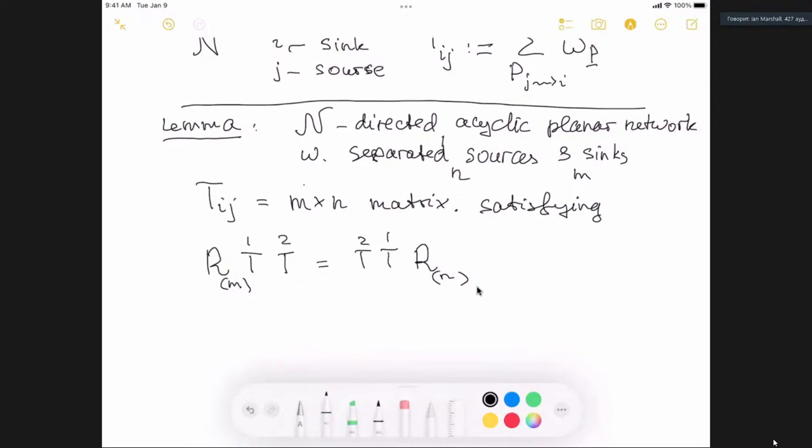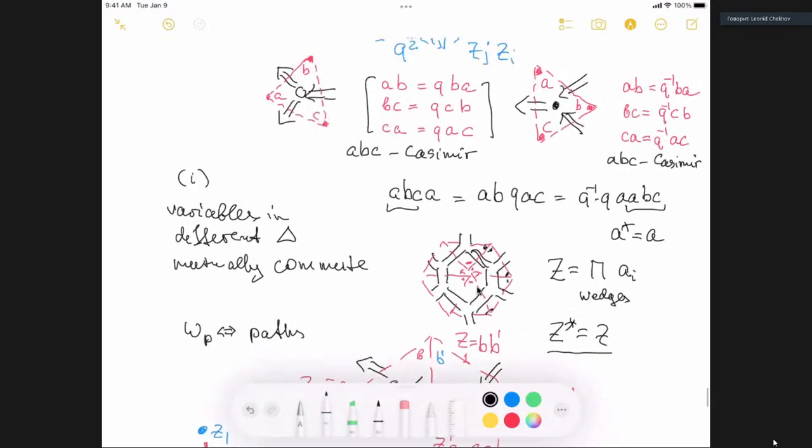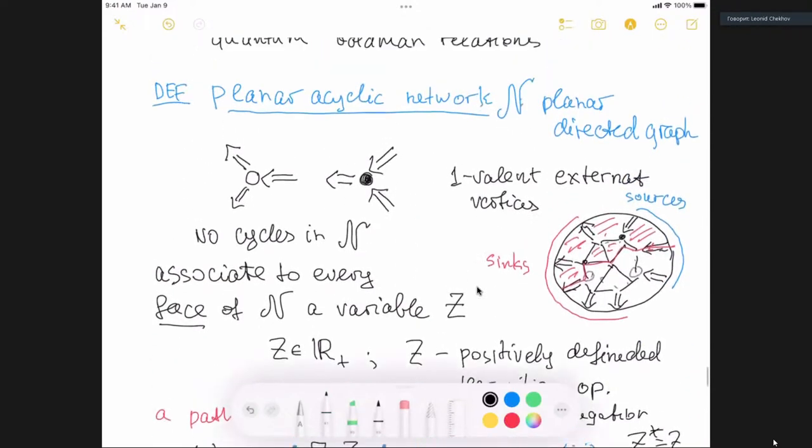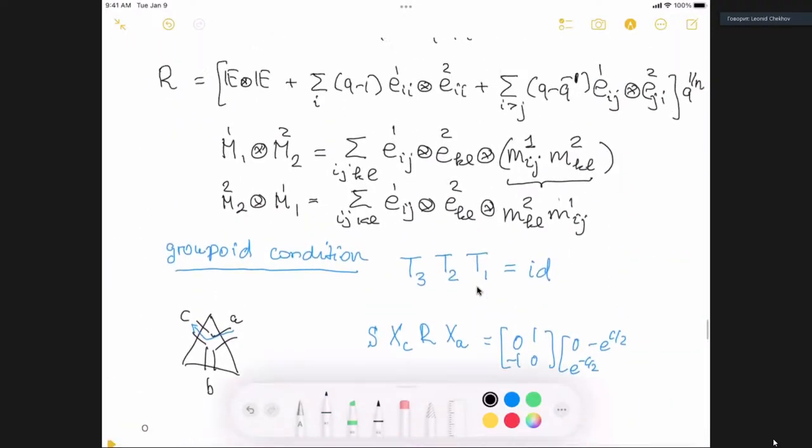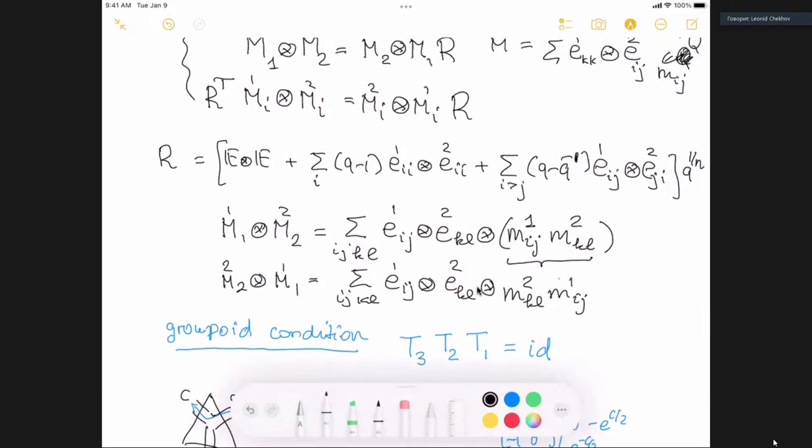M and N refer just to the size. They are all given by the same expression that we had before. Here, they are all given by the very same expression. It's just that their size is different.